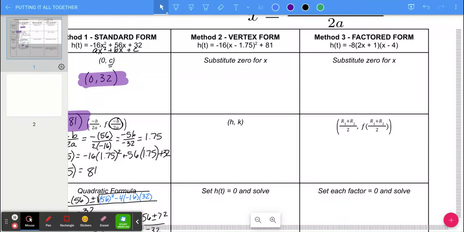All right, so vertex form, to find the y-intercept, remember that x is equal to 0 on the y-intercept. So you are going to substitute 0 in. I would save yourself some headache and stress and just type this whole thing into your calculator in one swoop. Again, make sure you use parentheses, but you will find out that when x is 0, your y-intercept is 32.